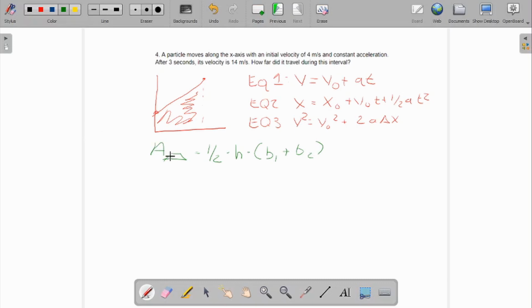So delta area, we've said many, many times, is displacement. The half is just a number. The height is the distance between these two parallel lines. It's this side here, which means it's time. Base 1 is this side, which means it's going to be your initial velocity, and then base 2 is going to be this side, which means it's going to be your final velocity. And this is, in essence, the average velocity formula.